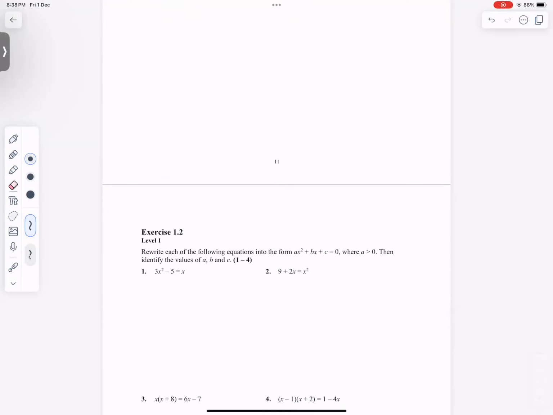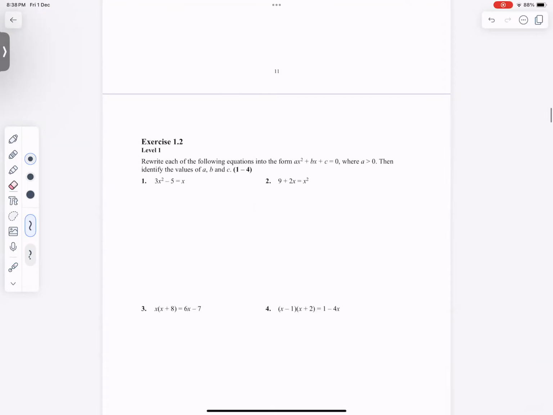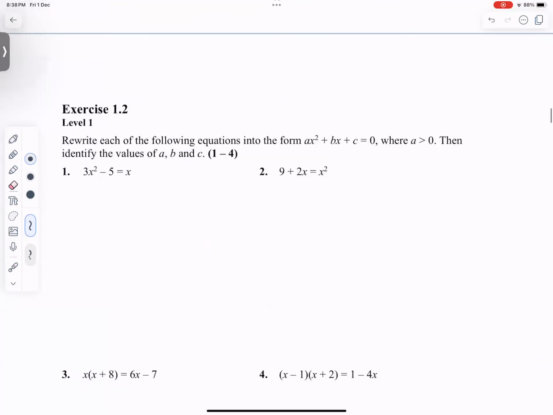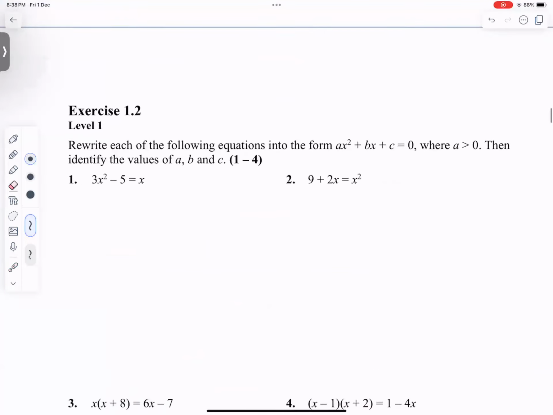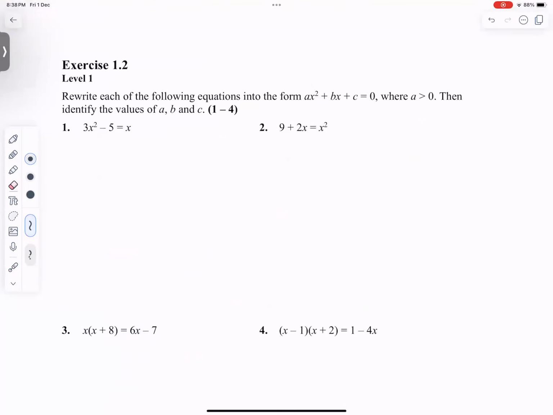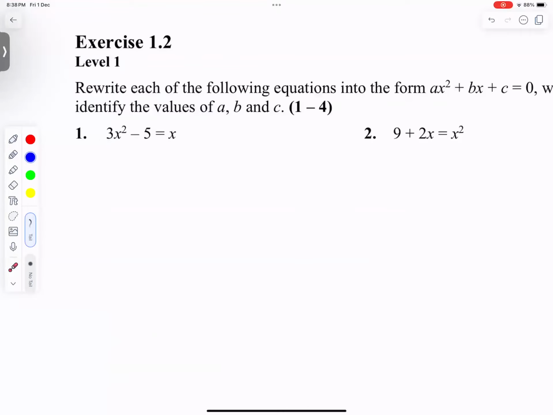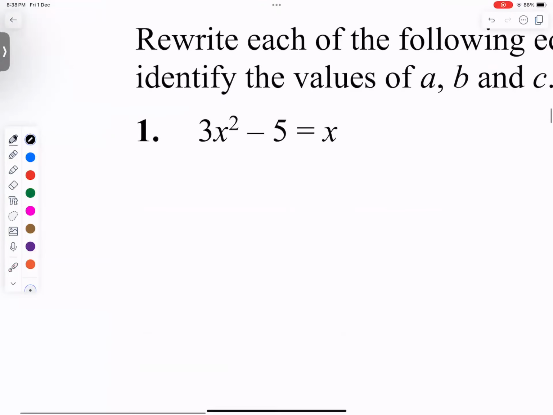Then we go to, okay, 1.2 first, page 12. The question is asking something else. They're asking you to rewrite the equation, make sure it's in order. And then after it's in order, find the ABCs. ABCs like that. So you can do this on your own first.